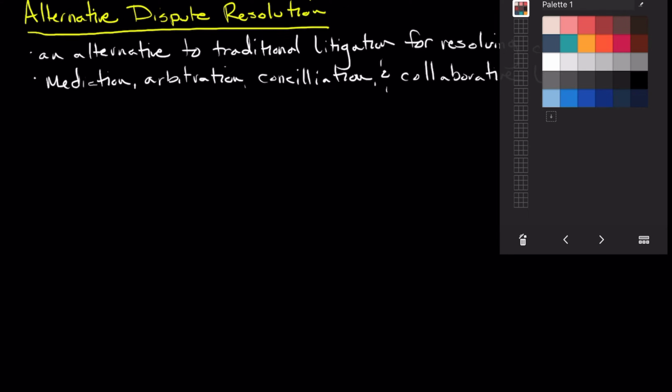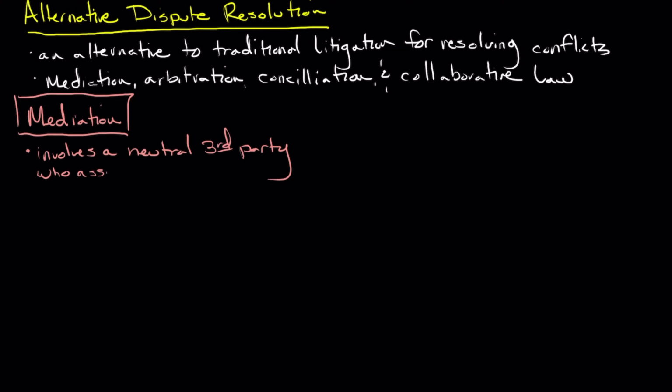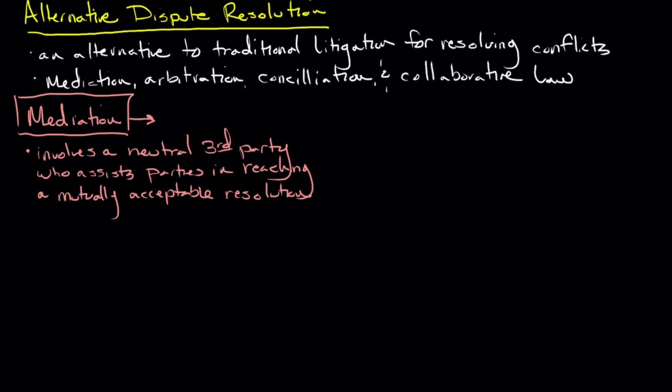The first ADR method we're going to explore is what's known as mediation. Now, mediation involves a neutral third party, who is known as the mediator, who assists the parties in reaching a mutually acceptable resolution. Now, mediation is completely voluntary, it's confidential, and it really allows the parties to maintain control over the outcomes. The advantages of mediation include the opportunity for open communication, the exploration of creative solutions, as well as the potential to preserve relationships between the parties involved.